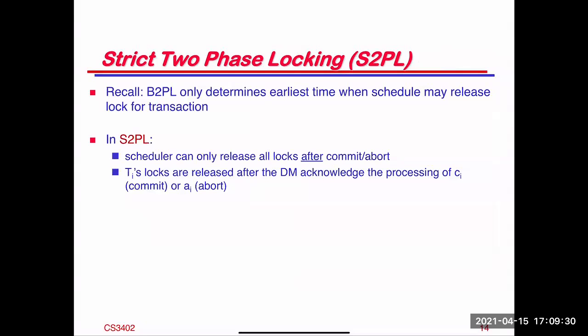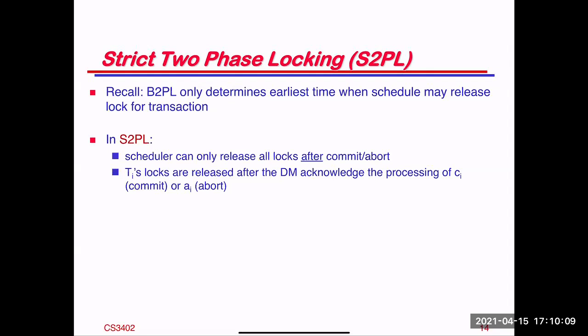Another policy is called strict two-phase locking. And this is the one that is quite commonly used in practice. So if you think back to basic two-phase locking, B2PL, that basically only determines the earliest time when a schedule may release the lock for a transaction. And for strict two-phase locking, the scheduler can only release all locks after the commit or abort step.